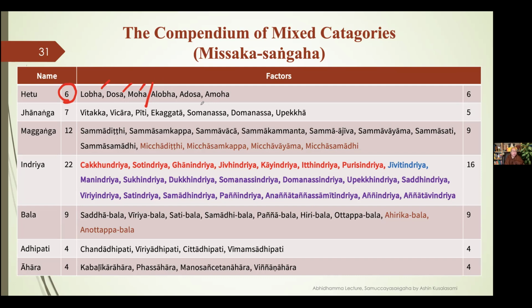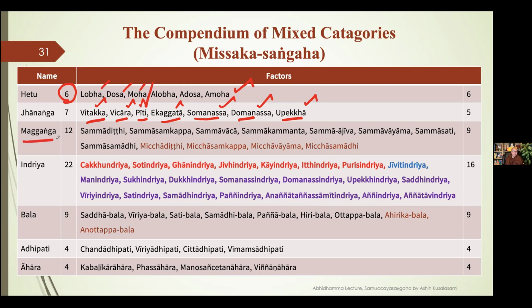Ahetuka, rootless consciousness. When we talk about rootless consciousness, you have known this hetu and jhananga. Vitakka and vicara are not new in the Cetasika. Piti, ekaggata, all these are in the mental factors chapter, and somanassa, domanassa, upekkha. These are also not new: somanassa vedana, pleasant feeling; domanassa vedana, unpleasant feeling; upekkha, equanimity.